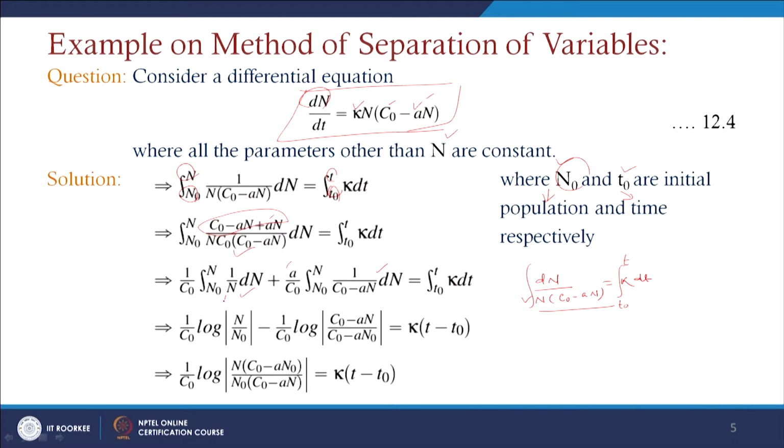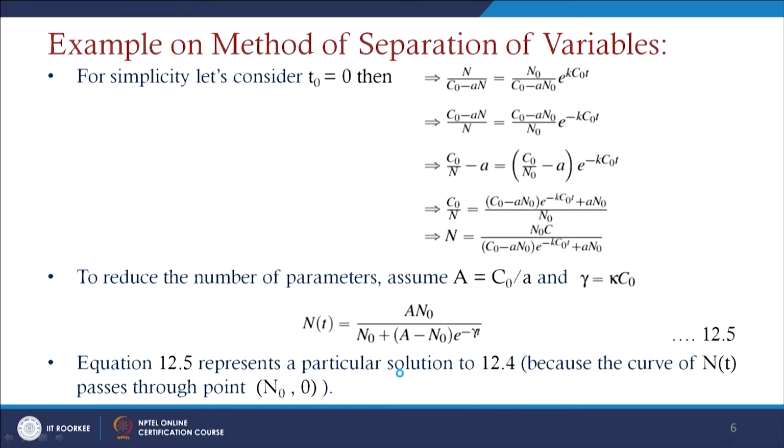If we integrate these terms, we get (1/C0) log(N/N0) minus (1/C0) log((C0 - aN)/(C0 - aN0)), since the limits are N0 to N. Then on the right, k times t, from t0 to t, so upper limit minus lower limit: k(t - t0). In combined form, (1/C0) log of N/N0, and since this is in division form, it comes to the upper side: (C0 - aN0)/(C0 - aN). This equals k(t - t0).